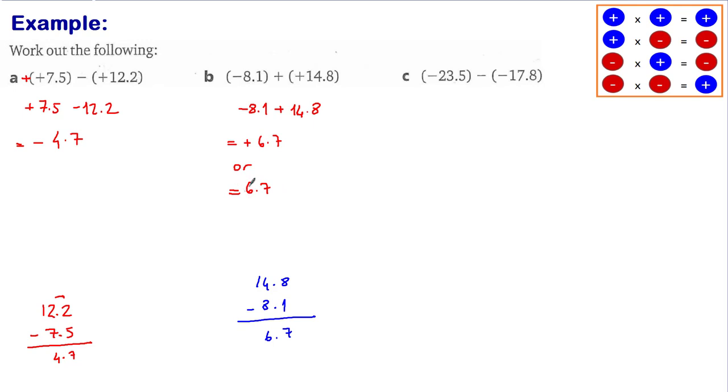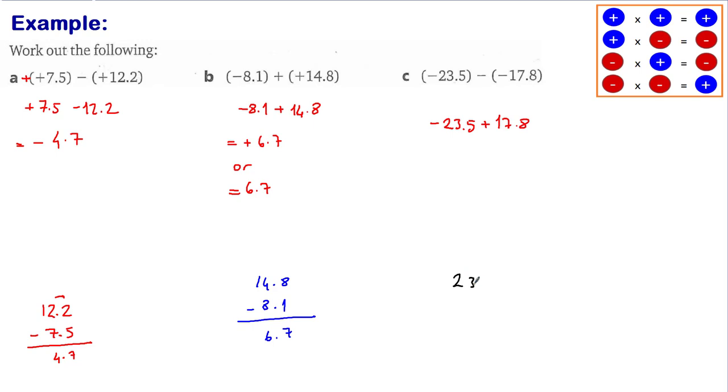Or it's going to be equal to 6.7. When the plus sign is not written, we understand the number is positive, or the plus sign may not be written. Here the last one is minus 23.5, which is equal to minus 23.5. Minus and minus is going to be plus 17.8. As you see, all the exercises were the same. The signs are always different, so always we are doing subtraction here.